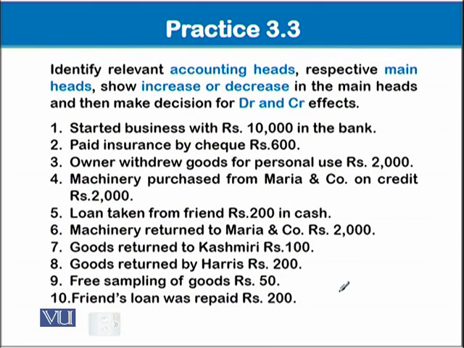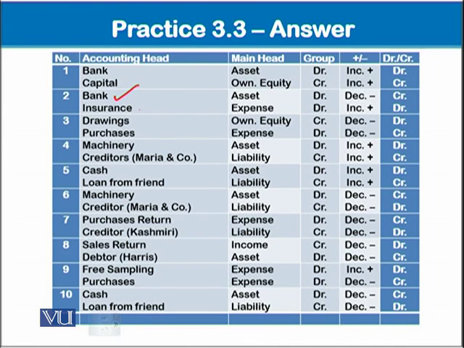Remember one thing, that here we are making payment of insurance by check. Whenever there is payment by check, the accounting head would be bank. Let's see. Bank is one accounting head and insurance is the second accounting head. Bank is asset, debit group. There is decrease in the bank balance because we are making payment for insurance out of the bank. So the bank balance will decrease, means asset will decrease, credit effect, and insurance expense is increasing. So debit group is increasing, debit effect.